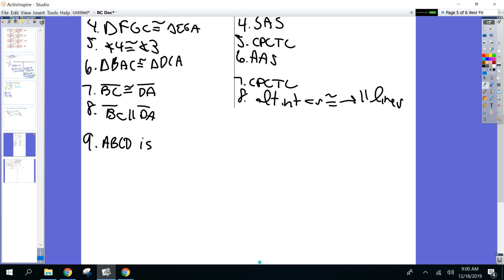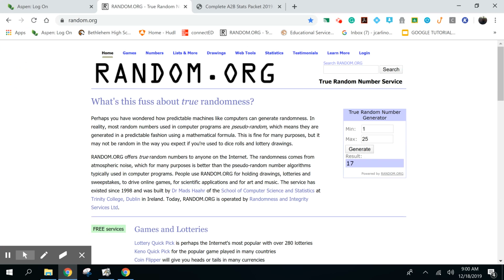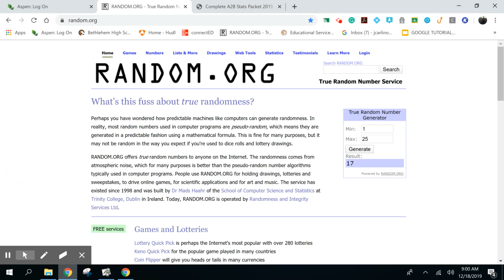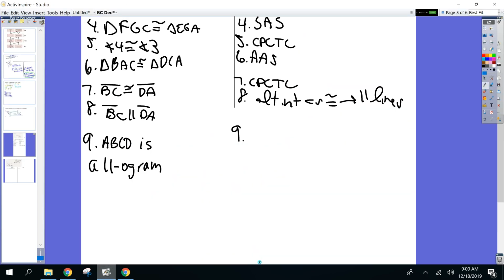I want to make sure we got the wording down, though. Here we go. Do we just keep trucking here? Need the wording here, why that's a parallelogram. One pair of opposite sides congruent and parallel implies a parallelogram.